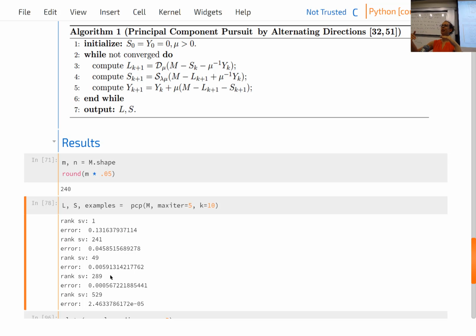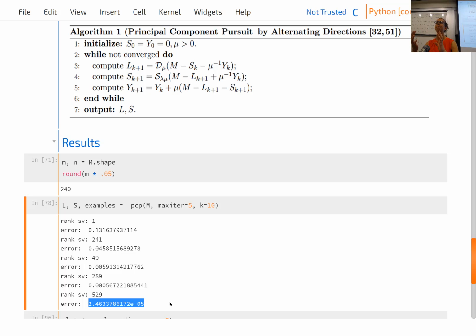keep in mind, each time we're doing this, we're doing it on a slightly different matrix, because we've been alternating back and forth, updating our estimates for L and S. So then we add 240 again to get to 289. And this whole time, it's keeping track of this error. Add another 240, and then our error is low enough, and so the algorithm halts.